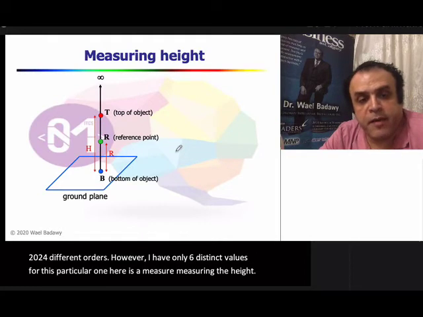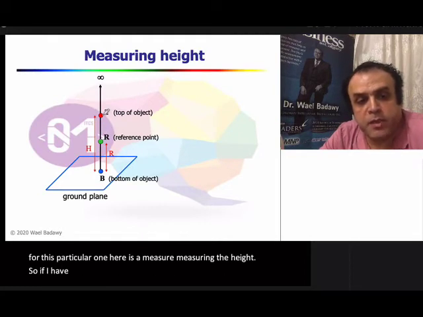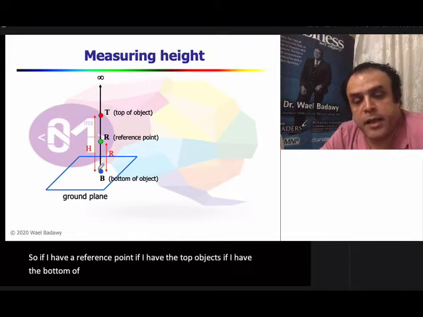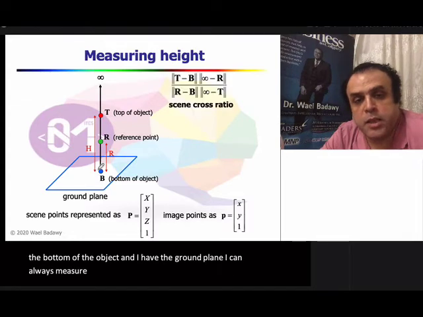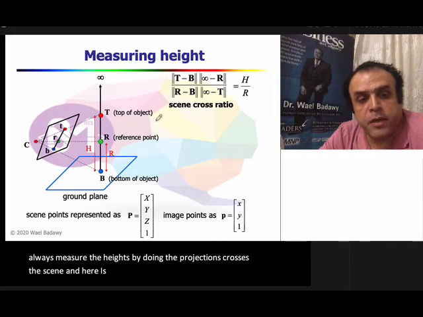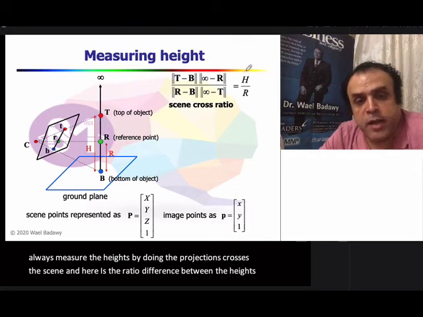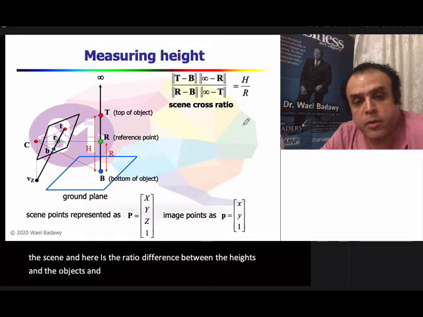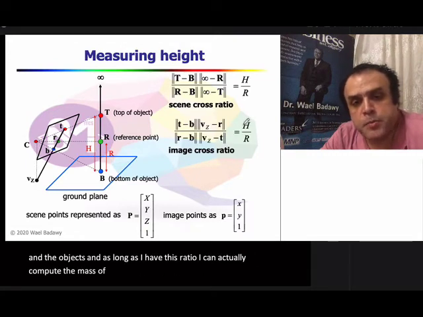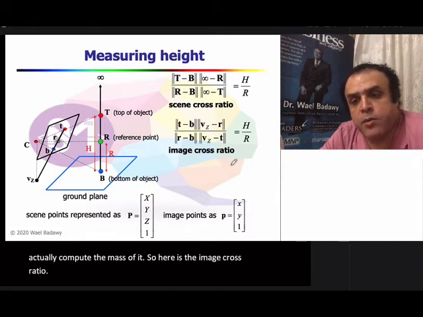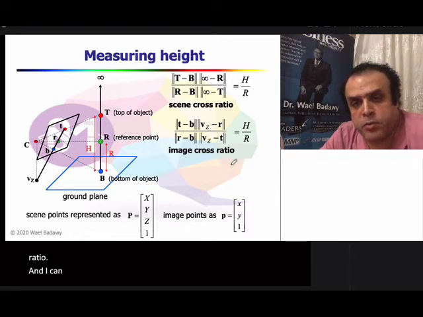So if I have a reference point, if I have the top of the object, if I have the bottom of the object, and I have the ground plane, I can always measure the heights by doing the projections across the scene. And here is the ratio difference between the heights of the objects, and as long as I have this ratio, I can actually compute the measurement of it. So here is the image cross ratio, and I can do the computation as well.